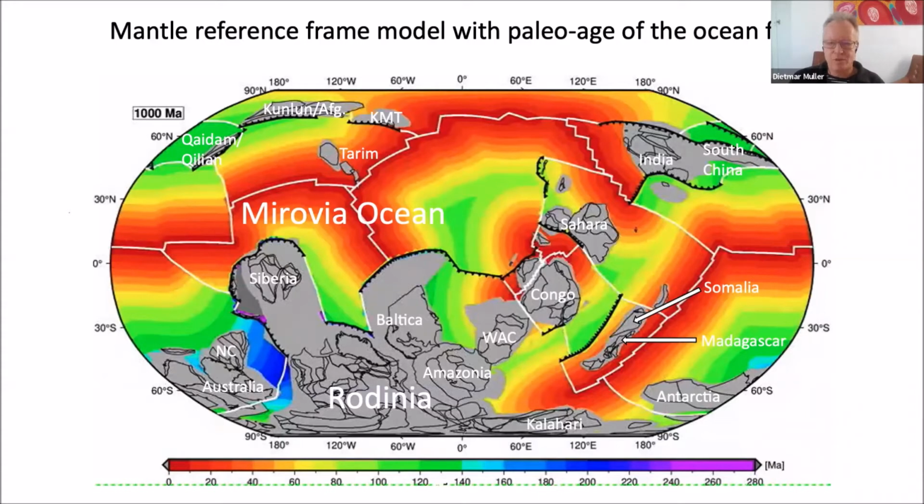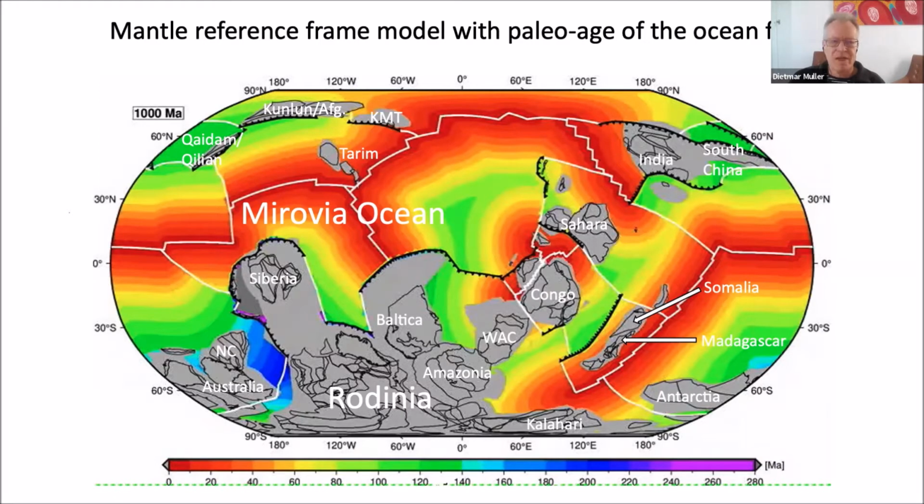So I'm going to show you an animation next that will model the continents and the plates, the motions in a mantle reference frame through time, with continents shown in gray. The mid-ocean ridges are white lines, and subduction zones are the black toothed lines here. And the red, green, and bluish colors represent the paleo-age of the ocean crust, using the color scale below.